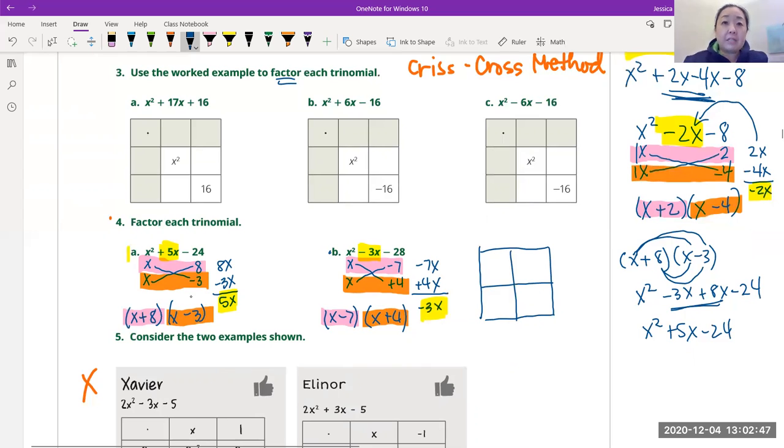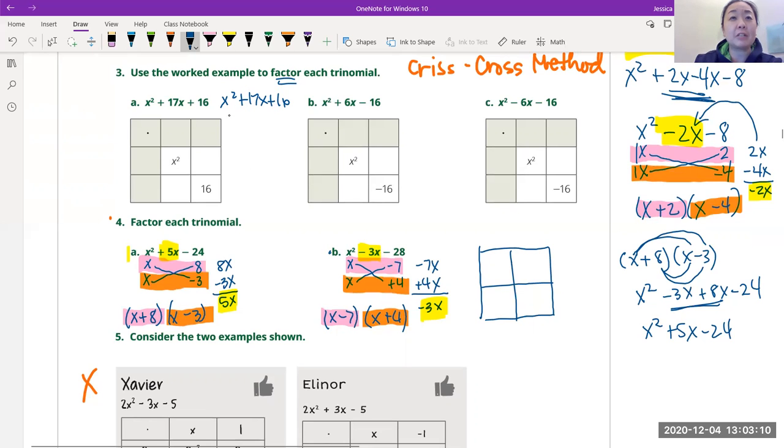And there are a lot of these other examples that we can do. So I'm leaving this here for you to see. I'm going to do another example with 3a. So x squared plus 17x plus 16. We're going to use the crisscross method way. Okay, and then I'm going to show you, like I promised, the box method way, reverse box method way.